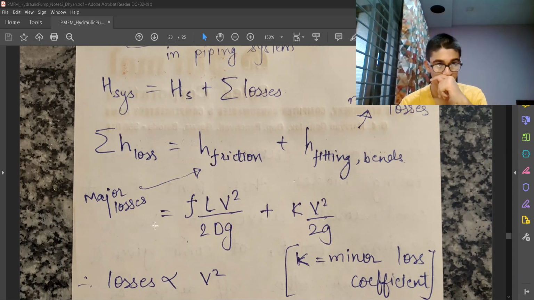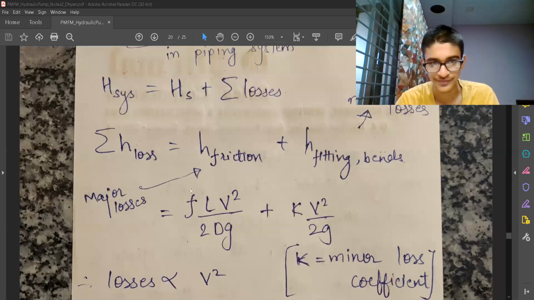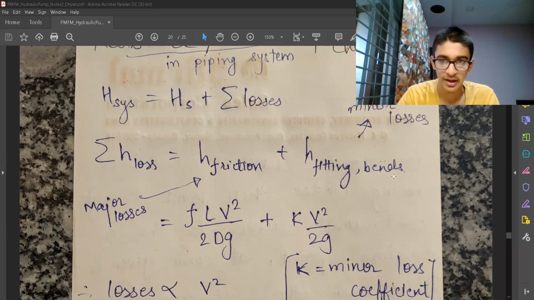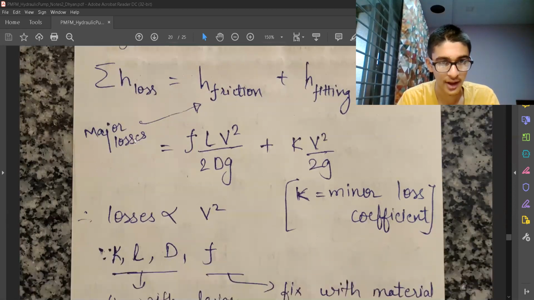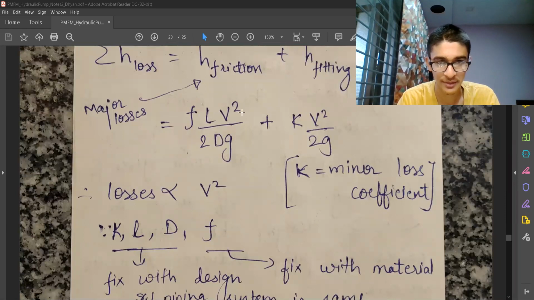This you must have studied in your fluid dynamics course. We have major losses and minor losses, and the fittings and bends cause minor losses. So for friction or major loss, the expression is f L V square by 2 D g, where f is the Darcy's friction coefficient. And for minor loss the expression is given by K into V square by 2g. So K is the minor loss coefficient over here. So you must see that the loss in head is always proportional to V square and some other constants related to the system.